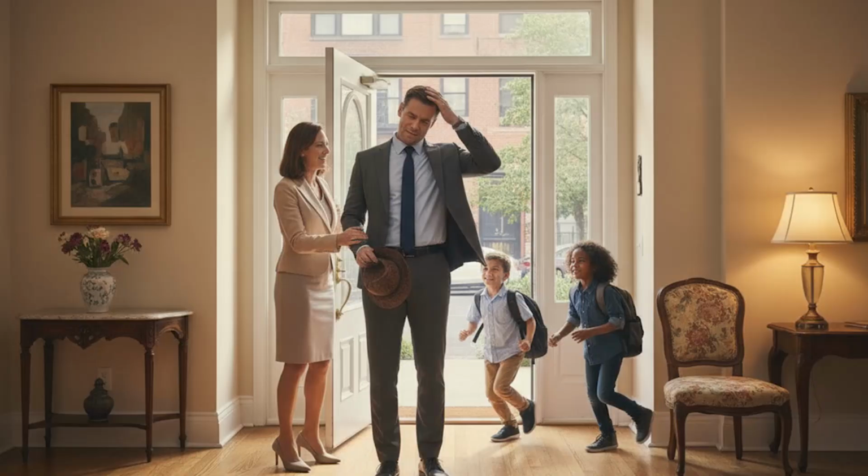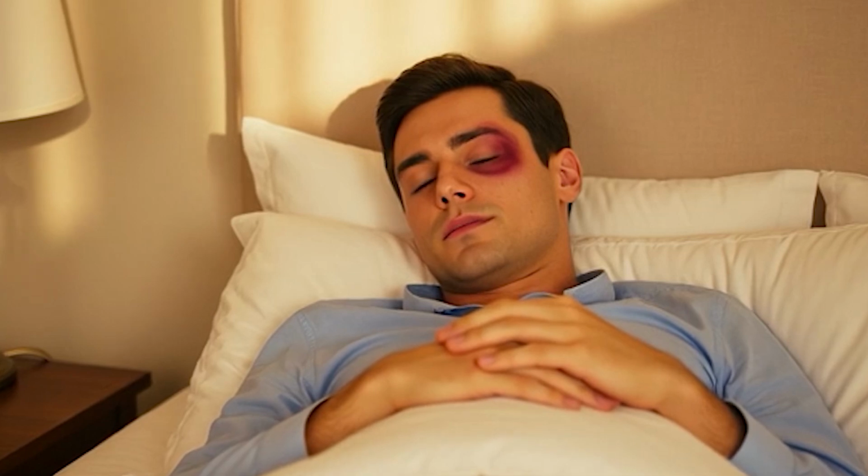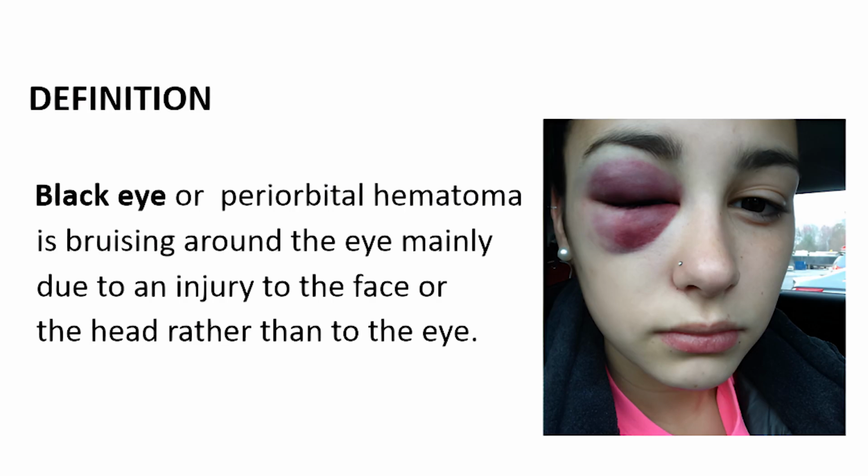He reached home with a mild headache. By the night the ache was dull, so he slept. And the next morning his mirror told a different story. A black eye. The black eye, or periorbital hematoma, is a bruising around the eye, commonly due to injury to the face or to the head.